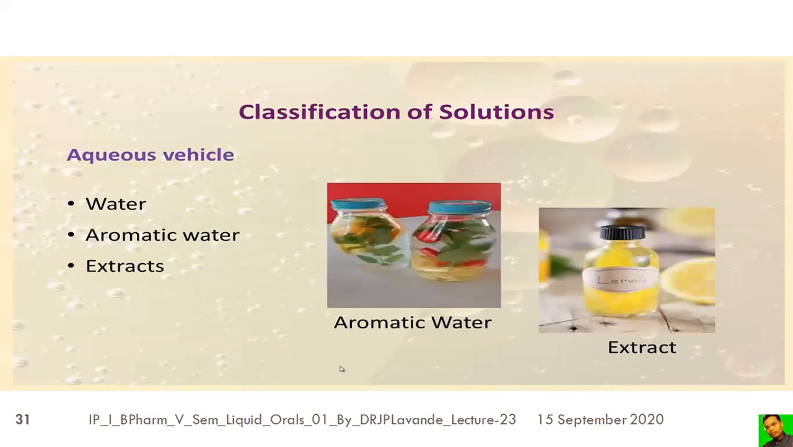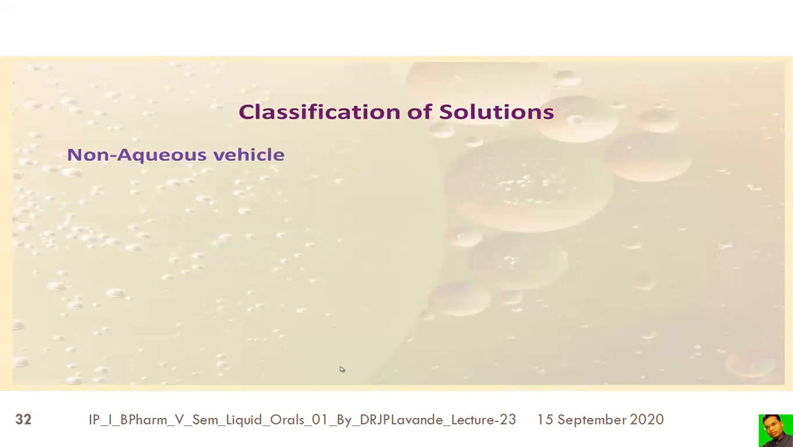The examples of the aqueous vehicles that are used are the waters, aromatic waters and the extracts. You can see the aromatic water, and there is lemon extract, peppermint, lemon, isn't it? Rose water.